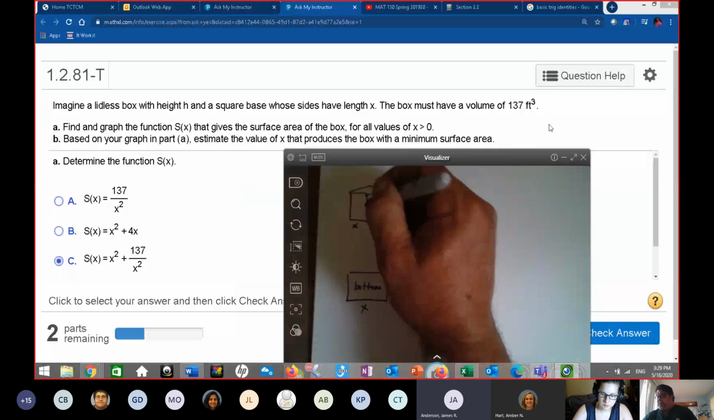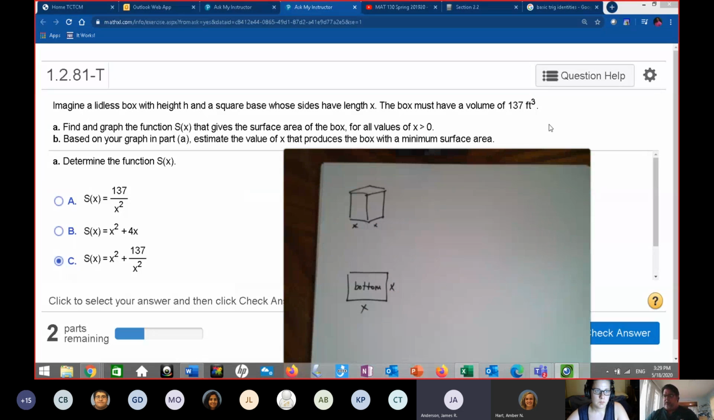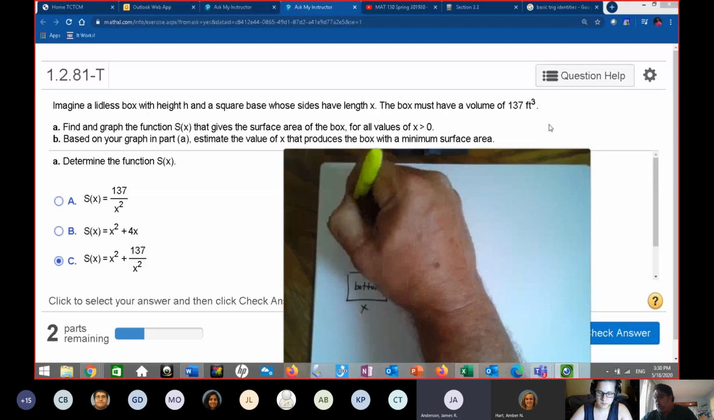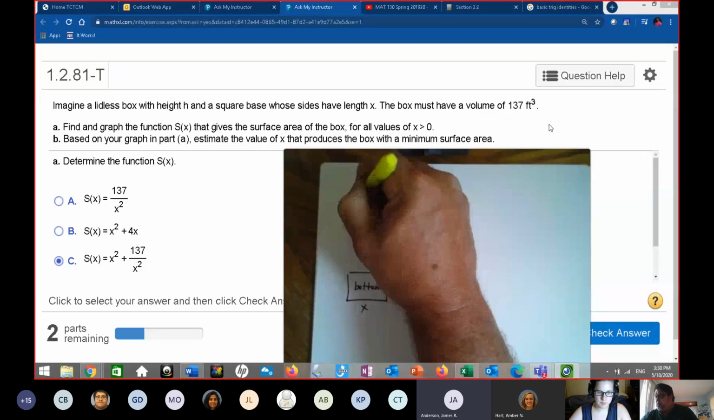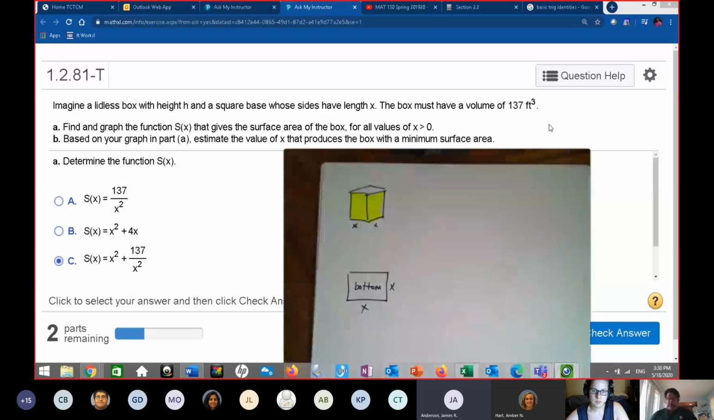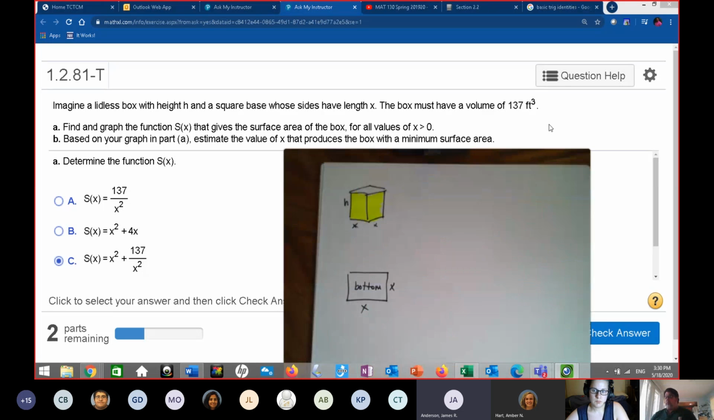Now, each one of these sides, I'm going to color these sides yellow because that's my favorite color, and it's the only highlighter I've got that works. I'm going to color that side, and then you've got two more sides. Now, what is the surface area of one of those sides? Well, that's going to be x times what? H. And you've got 4 of them. First, we've got to figure out what the height is.